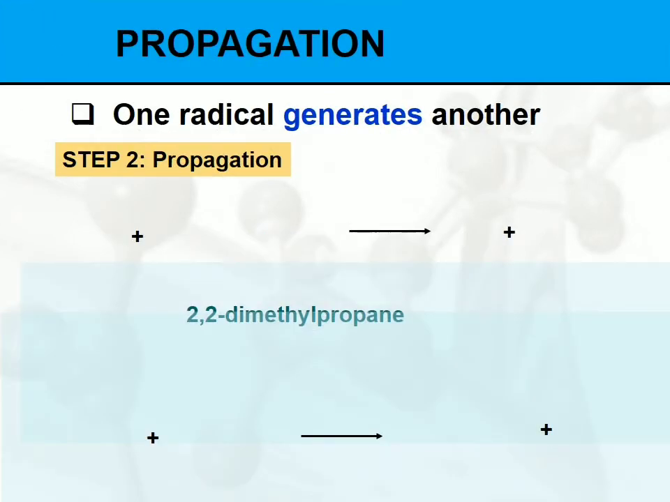Next is propagation. In step 2, propagation, there are two equations involved. In propagation, one radical generates another radical. From the previous step, we have formed a chlorine free radical, and it will react with our alkane.